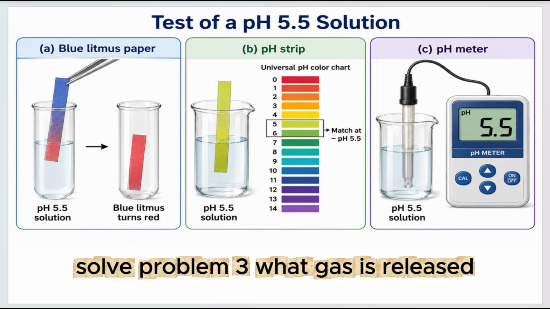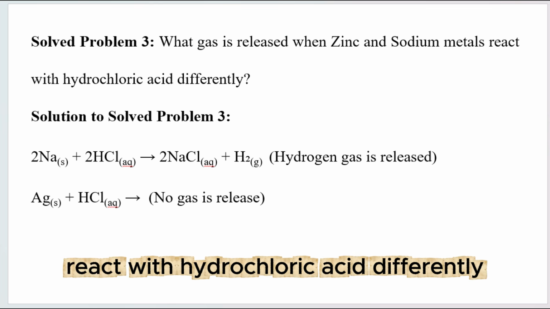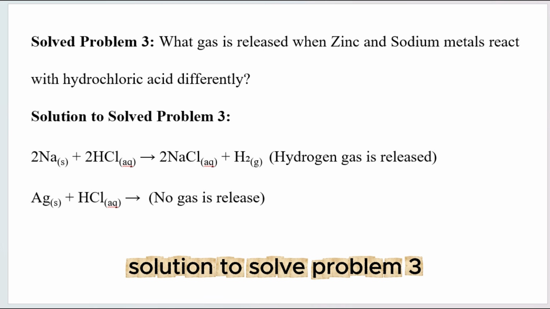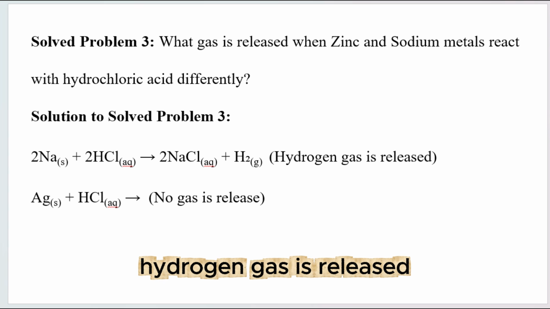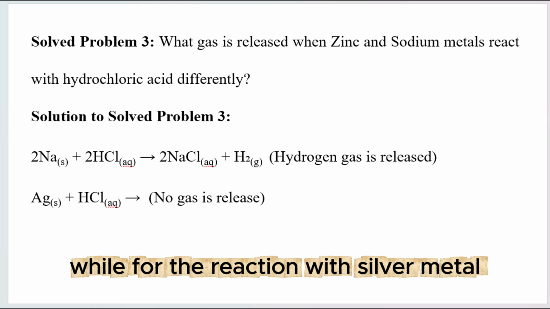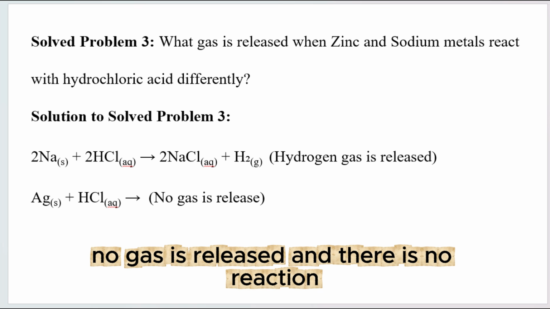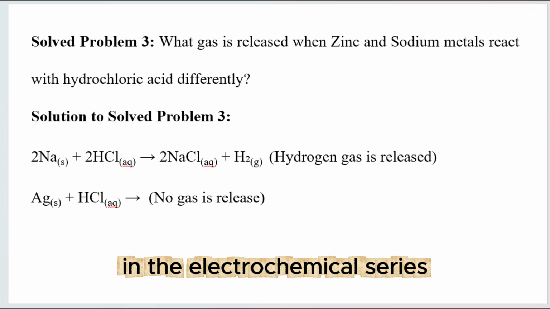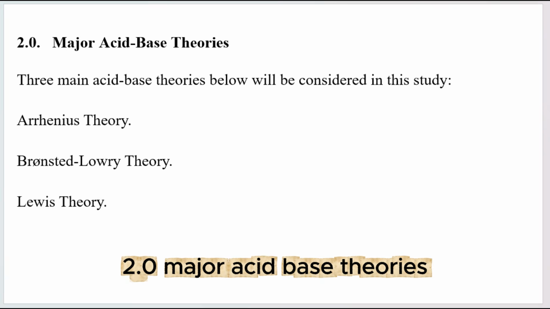Solved problem 3. What gas is released when zinc and sodium metals react with hydrochloric acid differently? Solution to solved problem 3. For the reaction with sodium metal, hydrogen gas is released, while for the reaction with silver metal, no gas is released and there is no reaction because silver is below hydrogen in the electrochemical series, so it cannot displace hydrogen from an acid. 2.0. Major acid-base theories.